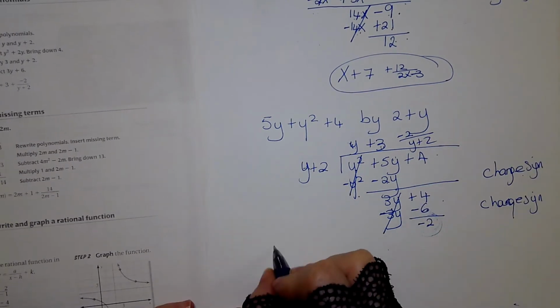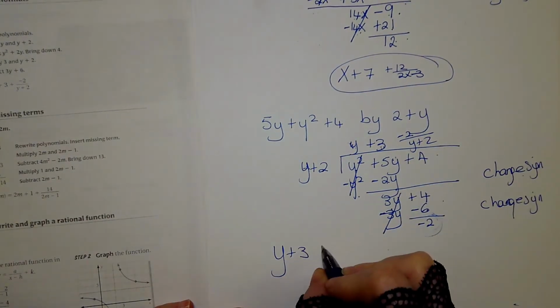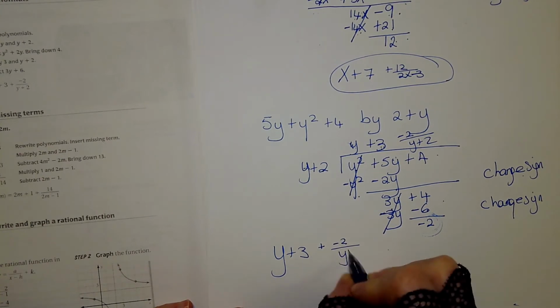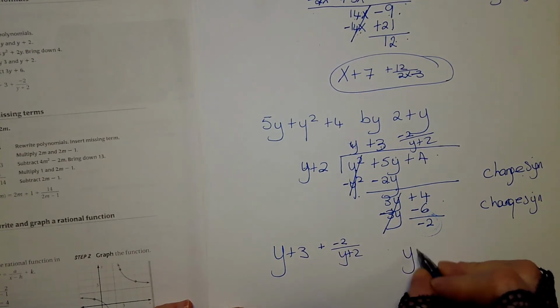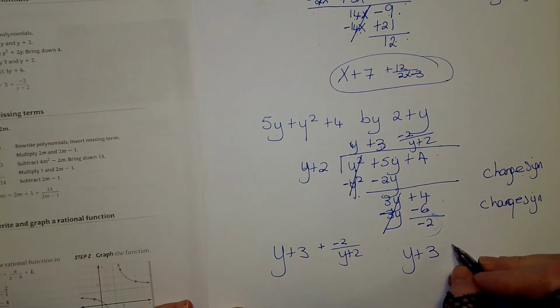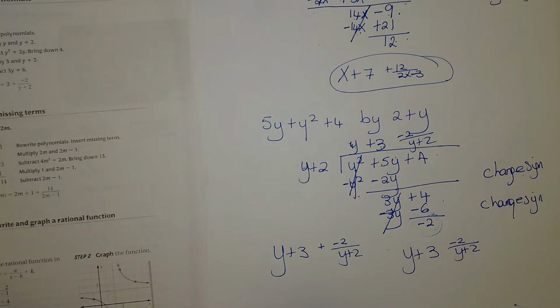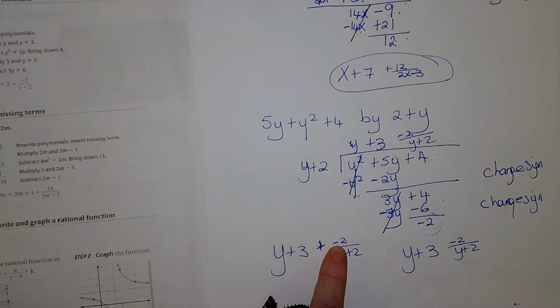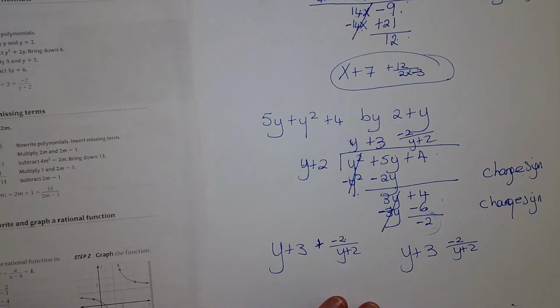So I would see it as y plus 3, and they might write plus minus 2 over y plus 2, or you could see it as y plus 3 minus 2 over y plus 2. However they choose to write it, it could be like this with a plus in between and then the minus, or just like this, okay?